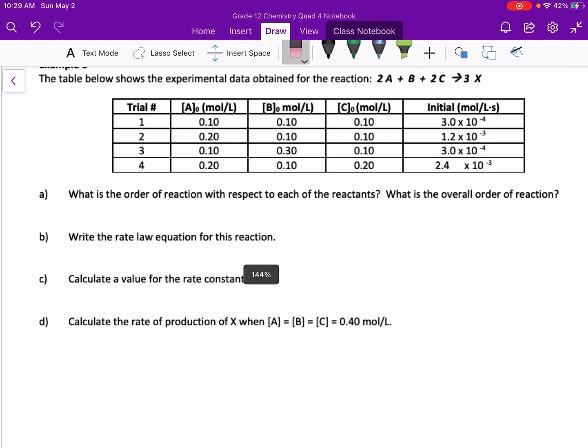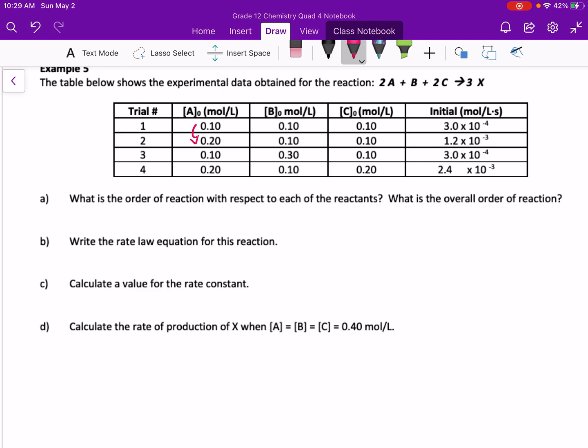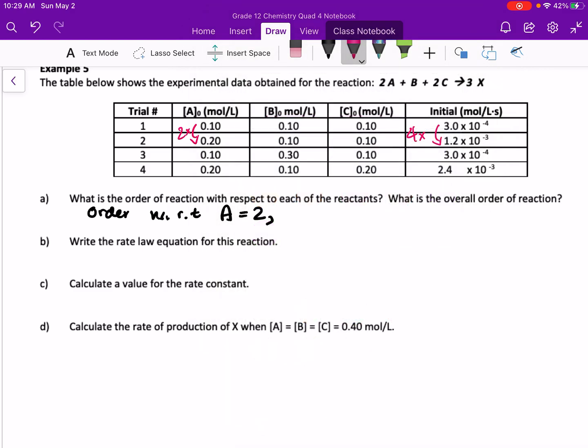Starting with A, I can see that if I double my concentration, my rate actually quadruples. So this tells me that my order with respect to A is equal to 2. For B, when I triple my concentration, my rate stays the same. This tells me that B is equal to 0.